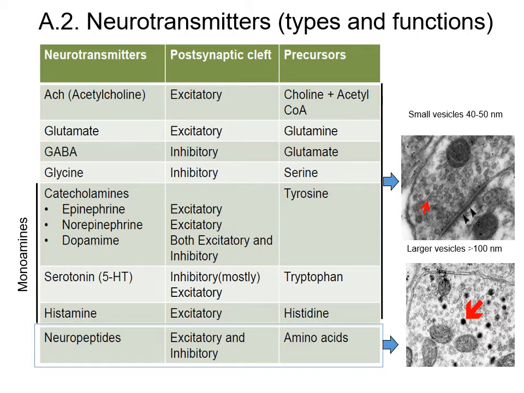And then on the other hand, we have neuropeptides, which are small protein-like molecules or peptides found in larger vesicles, as we can see here, more than 100 nanometer dense core vesicles. A few examples of neuropeptides are enkephalin, which is a pentapeptide involved in regulating nociception in the body, or somatostatin, which is a peptide hormone that regulates the endocrine system.